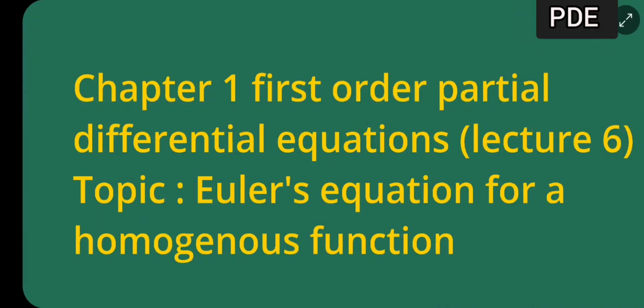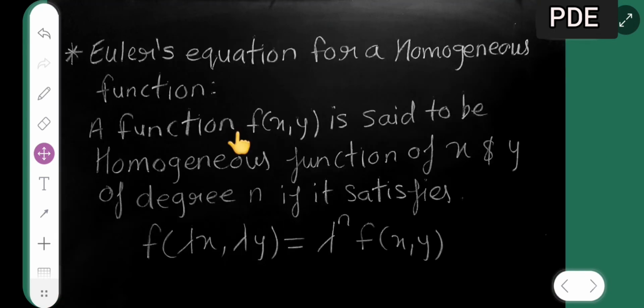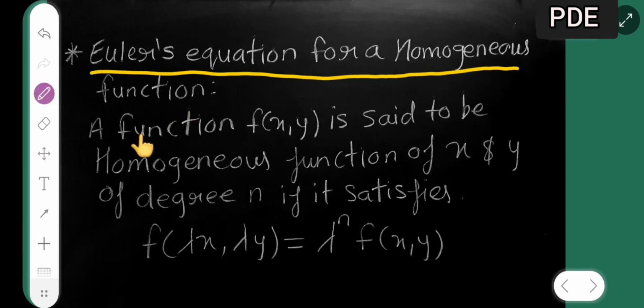So in today's lecture of PDE, this is chapter 1, first order partial differential equation, lecture 6. The topic is Euler's equation for a homogeneous function. Now let us see Euler's equation for a homogeneous function.